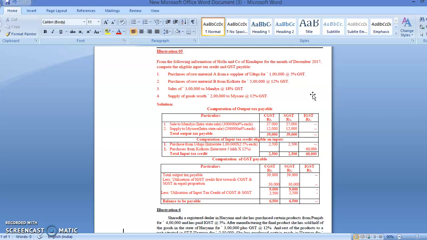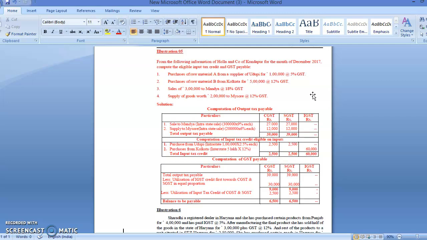They have given 4 transactions where he has made the purchases as well as sales. Let us see each of them. First one is purchases of raw materials from A supplier of Udupi, he stays in Udupi, for rupees 1 lakh at 5% GST. Second one is purchases of raw materials B from Kolkata for rupees 5 lakh at 12% GST. Third one is sale of 3 lakh to Mandya at 18% GST. Supply of goods worth 2 lakh to Mysore at 12% GST.